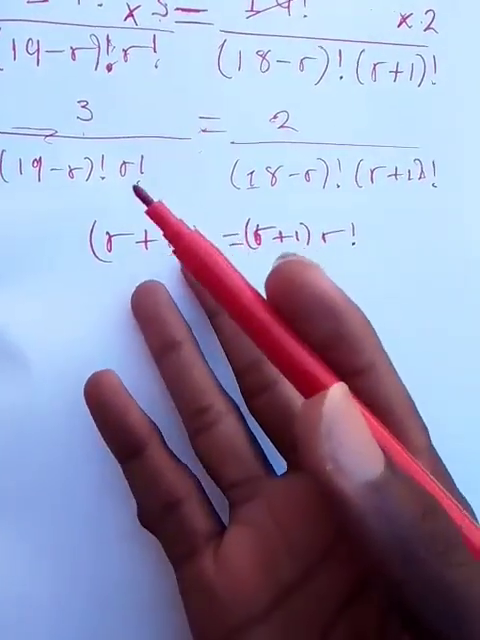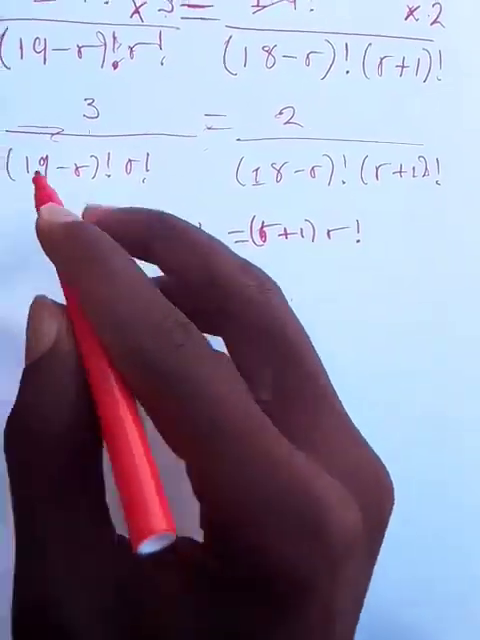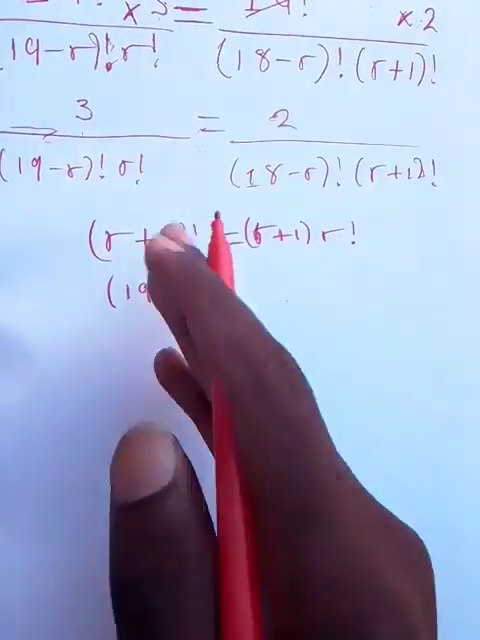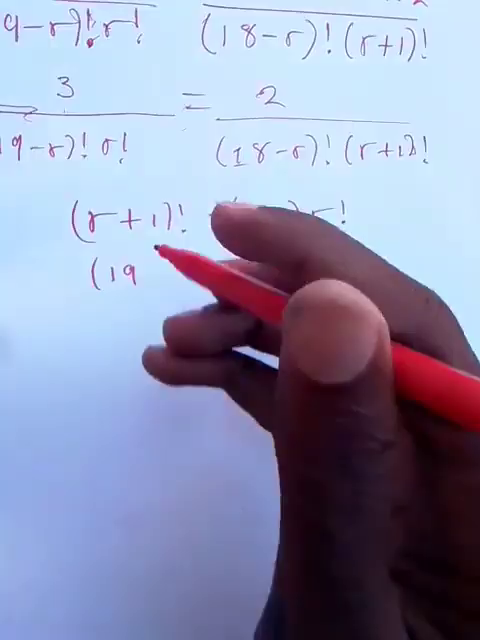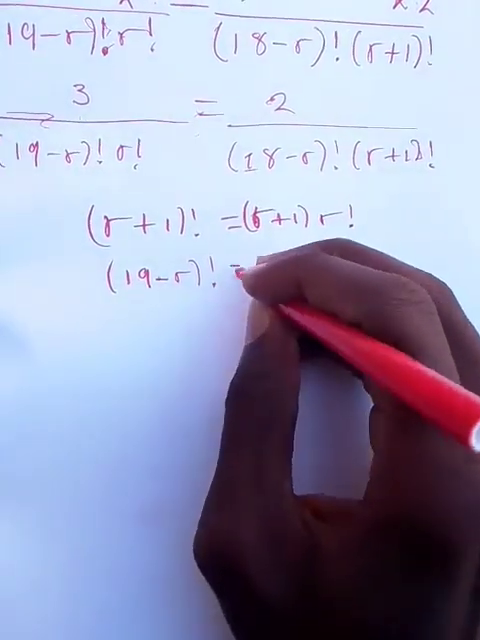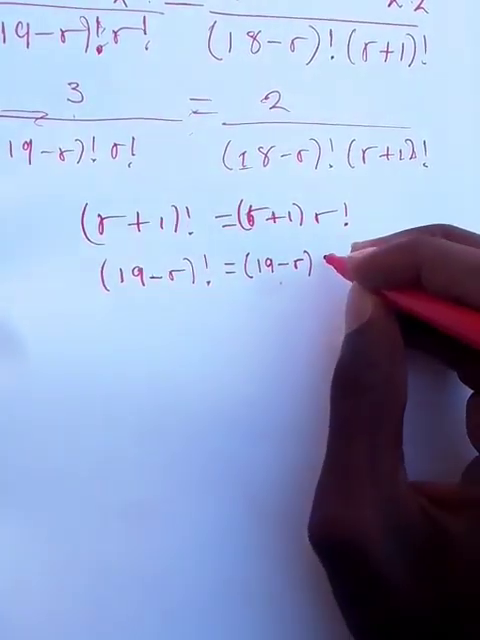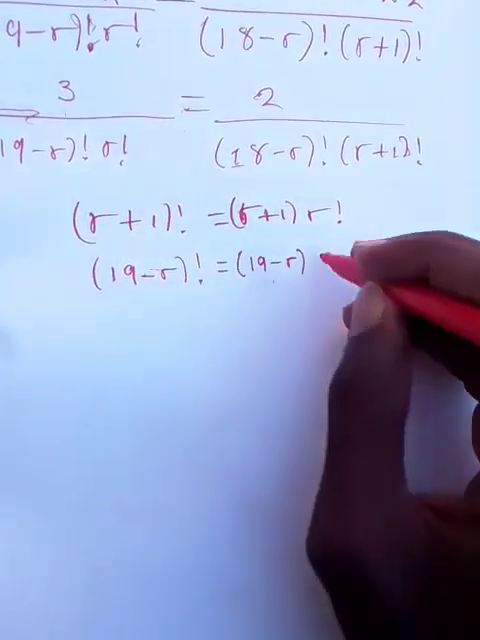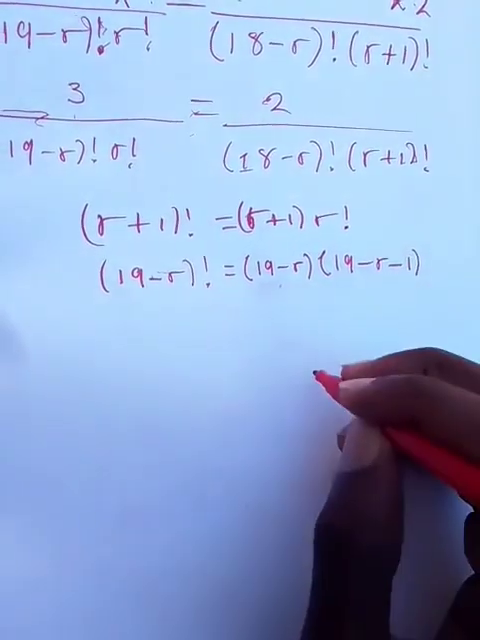So where else do you think this can be applied? The same concept can also be applied here. Let's get this one. Even this one, as long as it has this factorial symbol or the exclamation mark in front, we can apply this. So basically if I have 19 minus r factorial, I can first begin by saying 19 minus r, okay, followed by, what if I subtract 1 from what I already have? 19 minus r, and then I put minus 1.